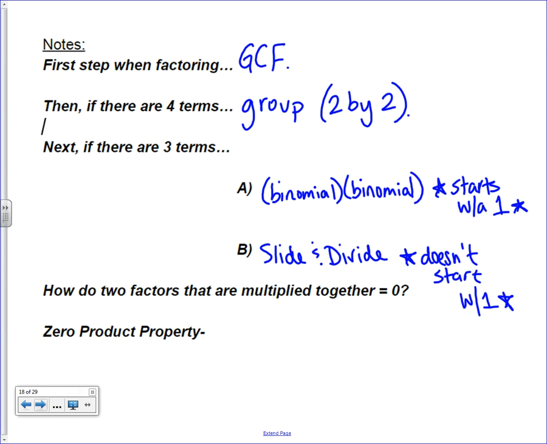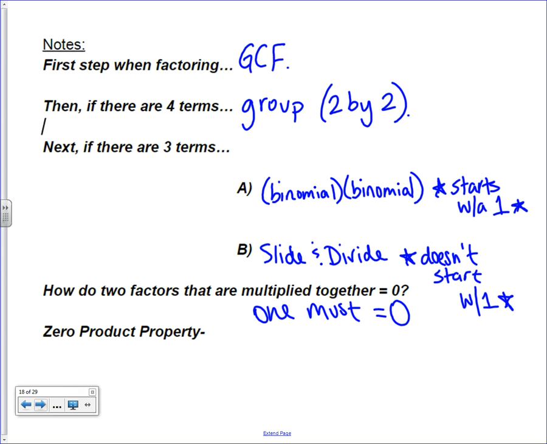You cannot isolate that. You have to set them equal to 0. Because how do I have 2 factors that are multiplied together to equal 0? One of them would have to be 0. Good. One must equal 0. That's the only way 2 numbers can multiply to be 0. One of them has to be 0.